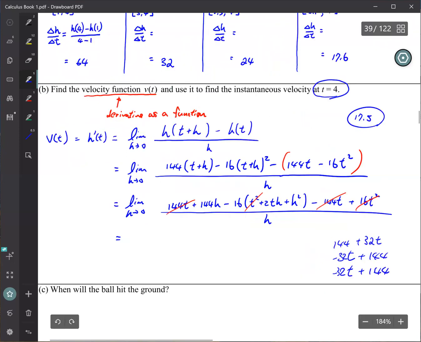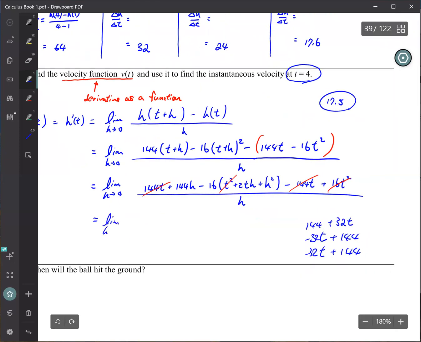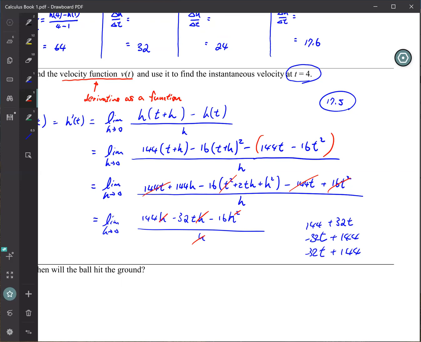Okay, so here if we cancel out, then what's left is 144h minus 32th minus 16h squared. And that's it, right? And then over h. And then the h can cancel out the h on the top, right? Then that will get rid of the 0 over 0. And once you take h equal to 0, then the last term will disappear, right? 16 times 0 will be 0, it's gone. So you're left with negative, okay? So answer should be these two.